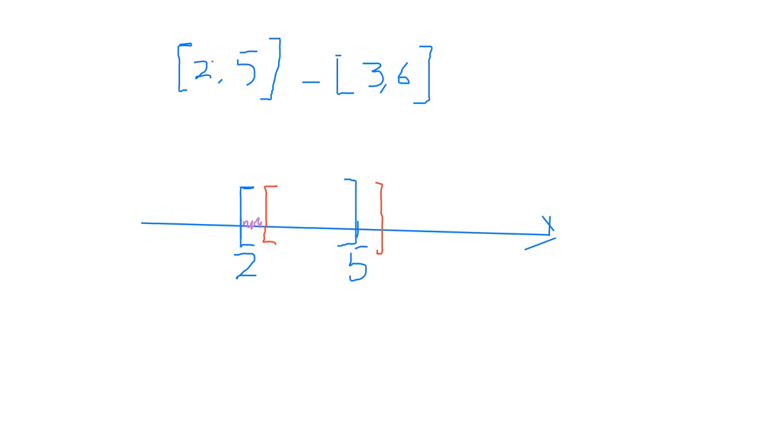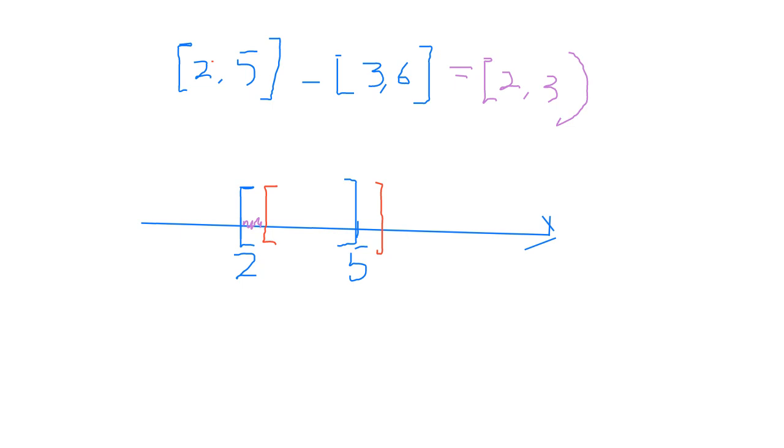Because 3 is included in 6, that's why the answer for this is bracket 2, but exclude 3, so use this close parenthesis. Does that make sense? Well, anyone has any question?